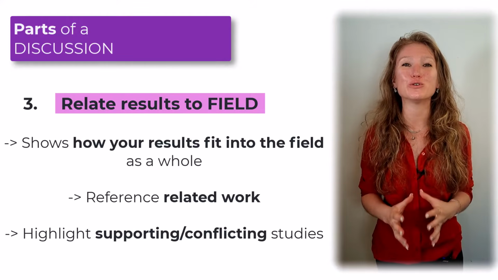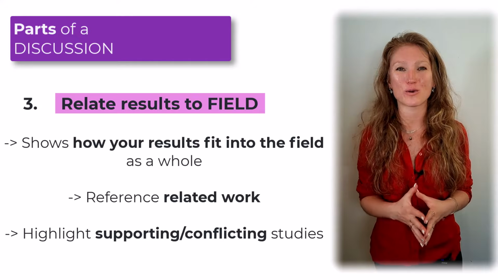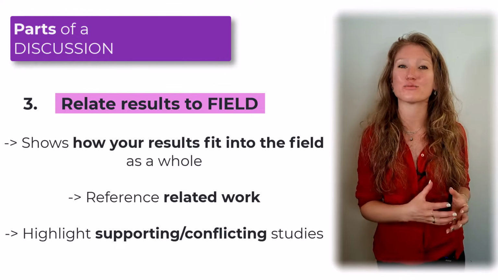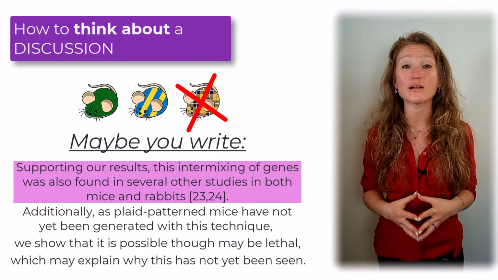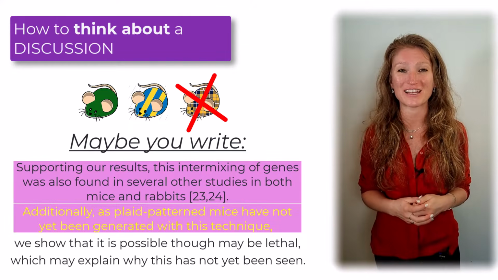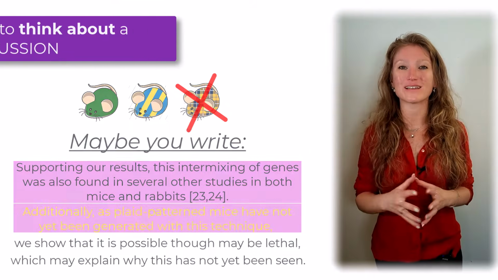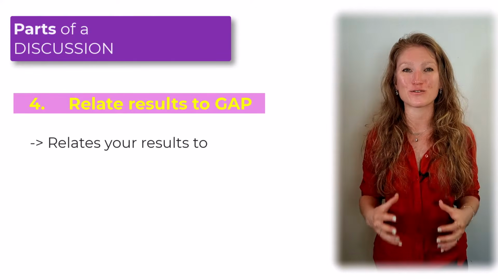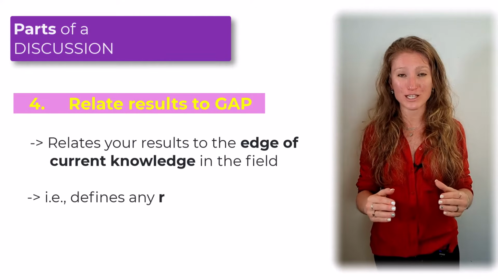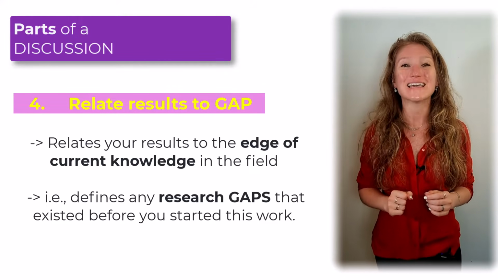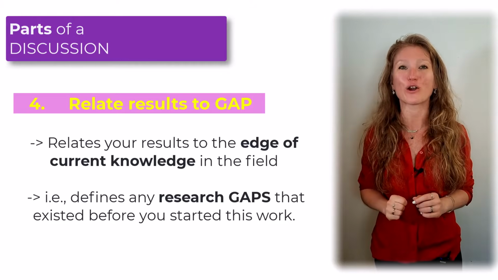We're going to use this part of our discussion to show how our work relates to the field, to reference all related work, and to show any studies that either support or conflict with our data. Now, move on to the next sentence where we talk about something that has not yet been seen in the field, that these plaid pattern mice have not yet been generated in the field. This is a research gap that existed in the field before our study existed and helps highlight for the reader that edge of current knowledge, so they can see where the edge of the field was before you started this work. This will help highlight the importance of your work and is going to make up the fourth key part of our discussion section.